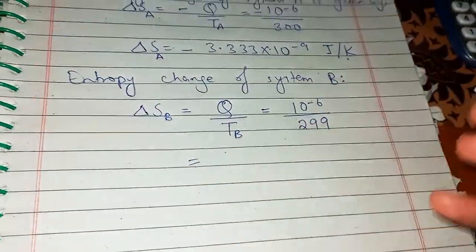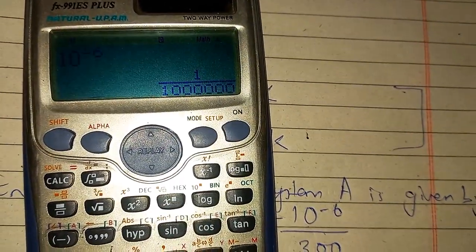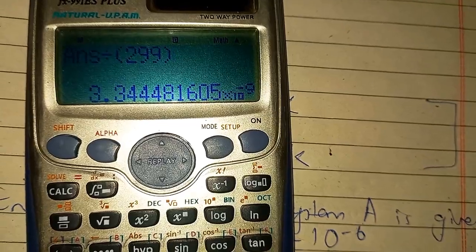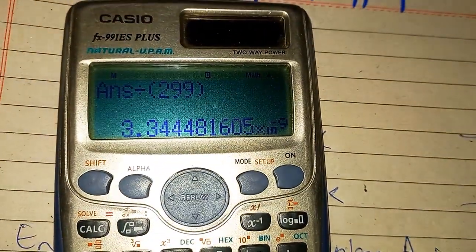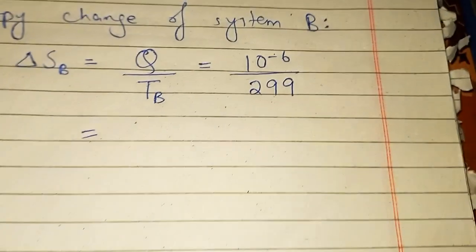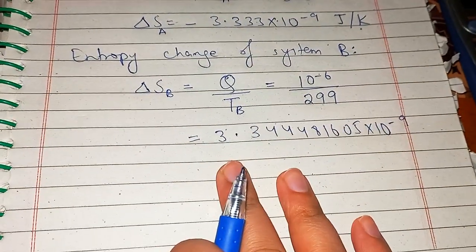Let's calculate it and see what the result is. It is 3.3448165 times 10 to the power minus 9. Alright, that is delta SB.